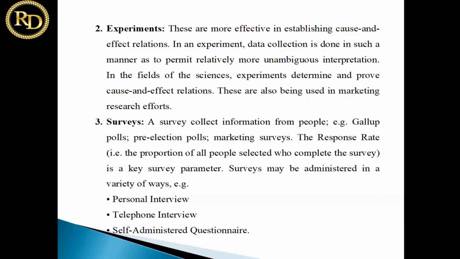Now the third very important method, which is used by almost all persons, is surveys. A survey collects information from people, such as Gallup polls. It was used for opinion from the political point of view in the USA, and for pre-election polls, marketing surveys, etc. There we apply surveys. The response rate, that is the proportion of all people selected who completed the survey, is a key parameter. So what is the ratio of response and what is the percentage of non-response? It is very important for surveys.